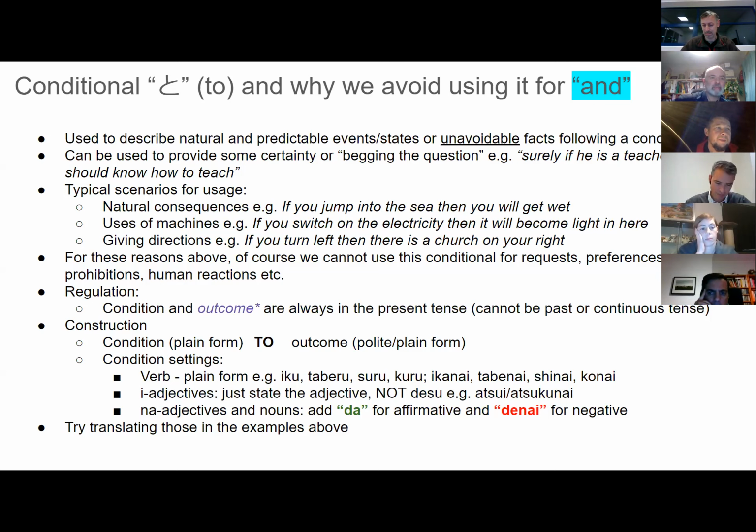And everybody together, please. If you could unmute yourselves, guys. Denki o tsukeru to akaruku narimasu. はい、どうぞ。電気をつけると明るくなります。Excellent. And then the final one, so Kim, if you turn left, then there is a church on your right.